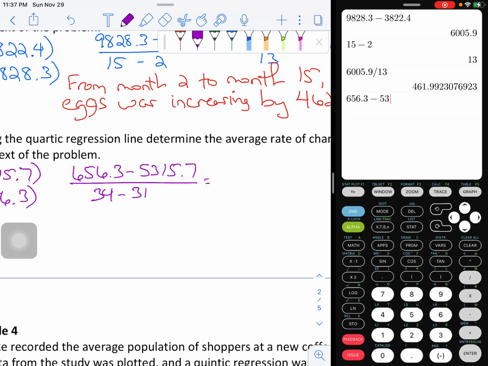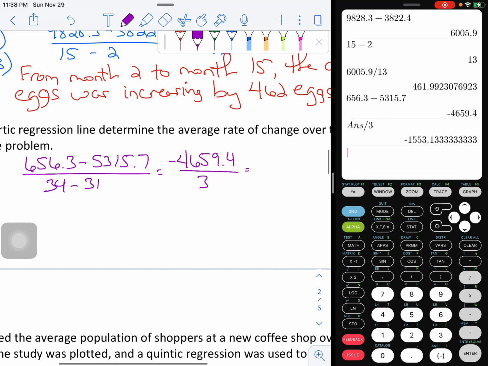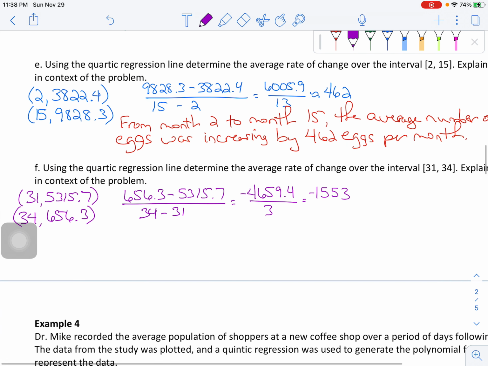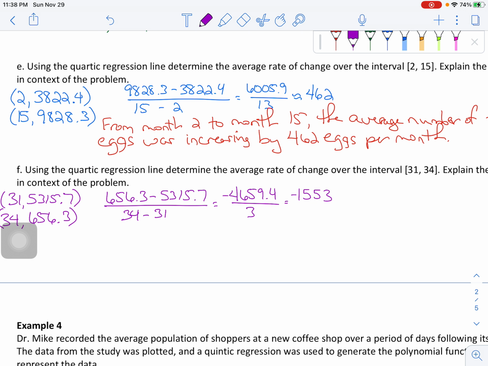All right, so 656.3 minus 5315.7 gets me negative 4,659.4 divided by, what is that, 3? All right, so if I divide by 3, I'm going to get an answer of approximately negative 1,553. Okay, so that's the average rate of change. Let's go ahead and close out the Calculate 84. And then again, it says explain what's happening in the context of the problem.